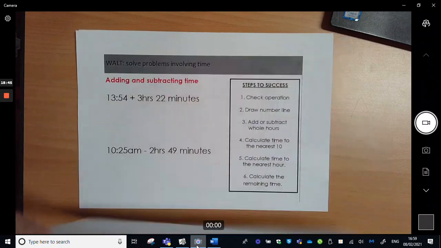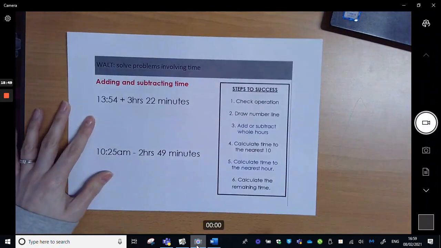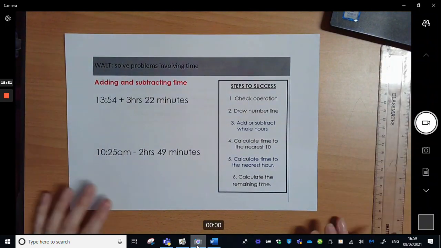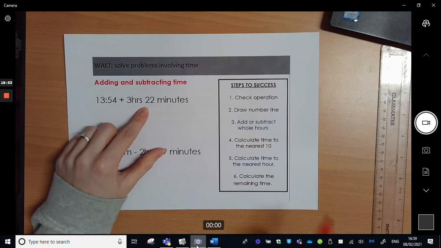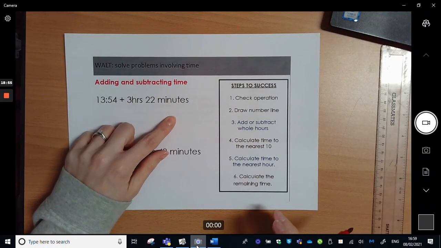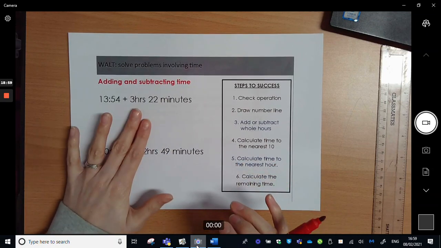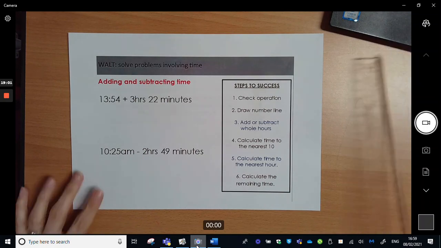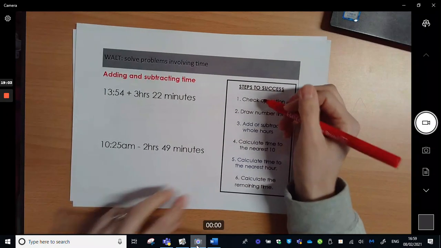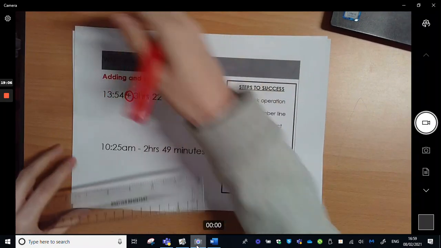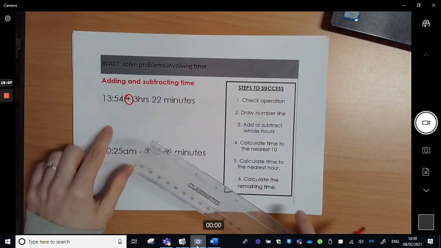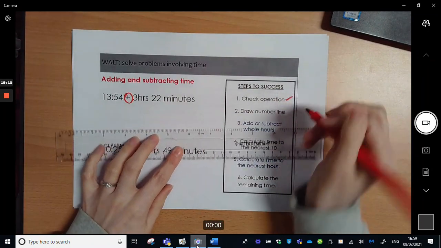Let's look at some examples with hours and minutes this time. So 13:54 plus 3 hours and 22 minutes. So it seems a little bit tricky. However, adding on the hours is not as difficult as it seems. So let's just quickly have a look together. So check the operations. I'm adding. So I know I'm going to be starting at this side of my number line. So I'm going to draw a number line to help me.